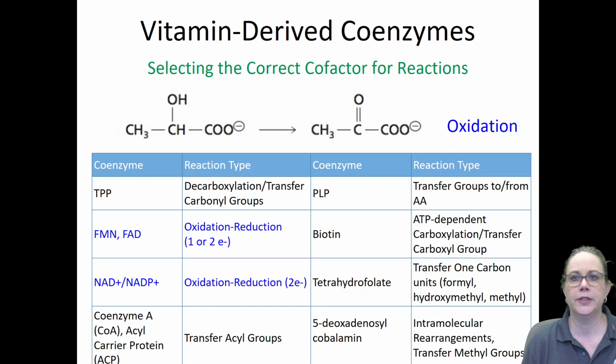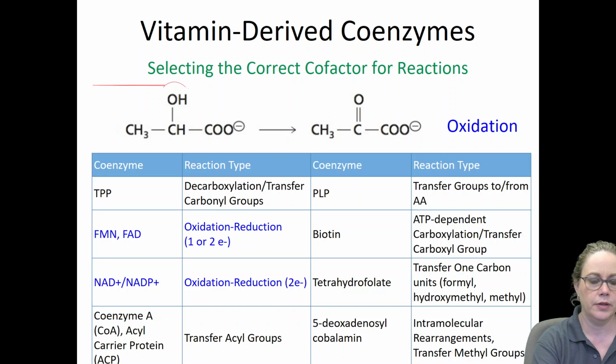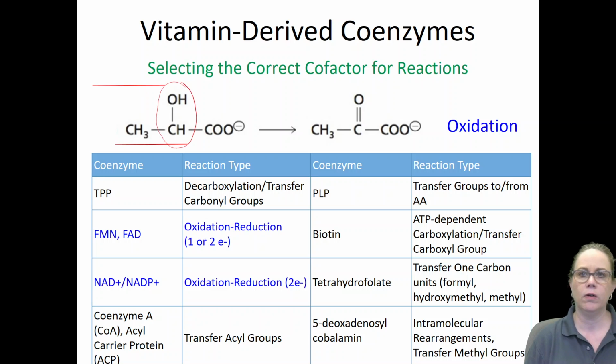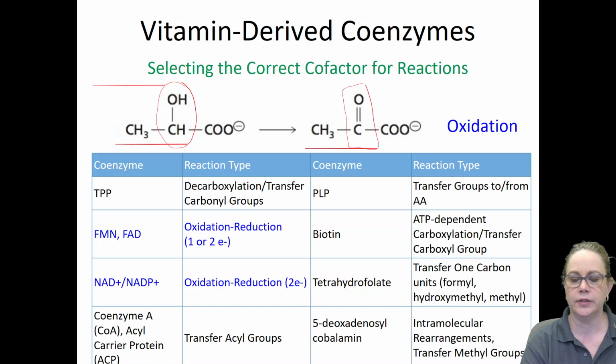In this video, we'll take a closer look at how to select the cofactor for a given chemical reaction. So what you want to do initially is identify what specific type of chemical reaction or chemistry is occurring. In this example, we see we're going from that alcohol on the left-hand side of the arrow to this oxidized carbonyl group on the right-hand side. So that is an oxidation reaction.